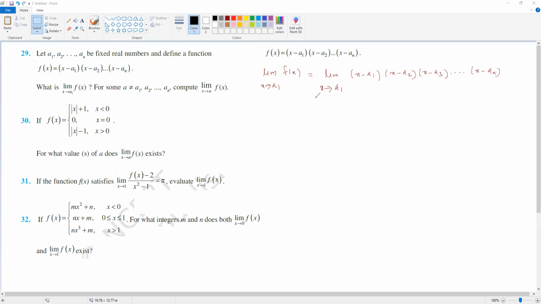Yes, direct substitution is one method, so you can directly substitute. When you directly substitute, you will get a1 minus a1 into the rest, a1 minus a2 into a1 minus a3 into etc. into a1 minus an. Whatever the other values, this one is 0, isn't it? So 0 into anything, whatever it is, is equal to 0.